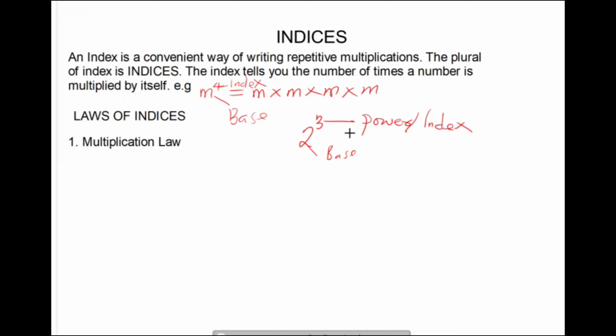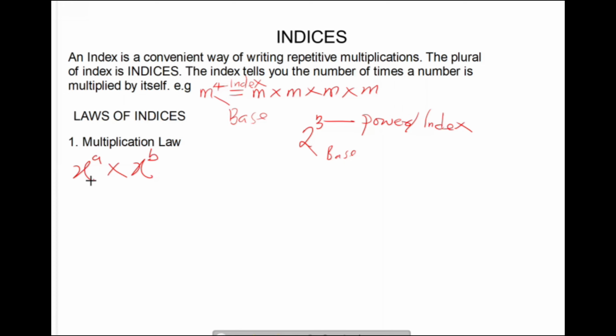Now, the next thing to do is to move to the laws of indices. The first law of indices is called the multiplication law. That means when you have numbers in index form multiplying themselves. Now, what are the general rules that govern this multiplication law? Before we use a number, let's assume we have a variable. Let me say x raised to the power of a multiplied by x raised to the power of b.